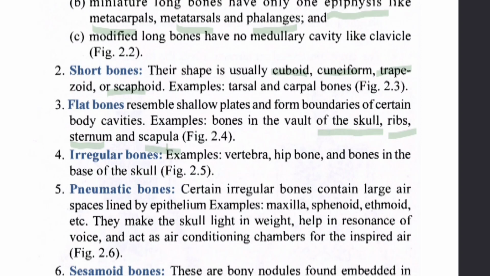Then irregular bones, with examples such as the vertebra, hip bone, and bones in the base of the skull. Then the pneumatic bones. Pneumatic bones are irregular bones that contain large air spaces lined by epithelium, like the pneumatic bones we studied in the wings of birds. Examples are the maxilla, which has air spaces, the sphenoid and the ethmoid. They make the skull light in weight, help in the resonance of the voice, and act as air conditioning chambers for the inspired air.